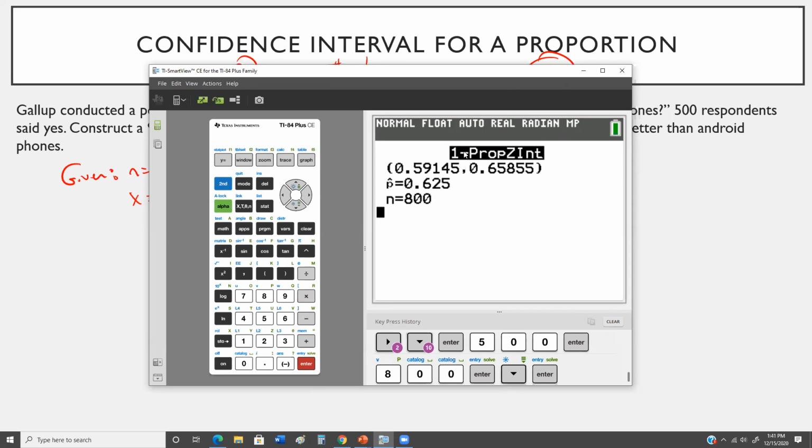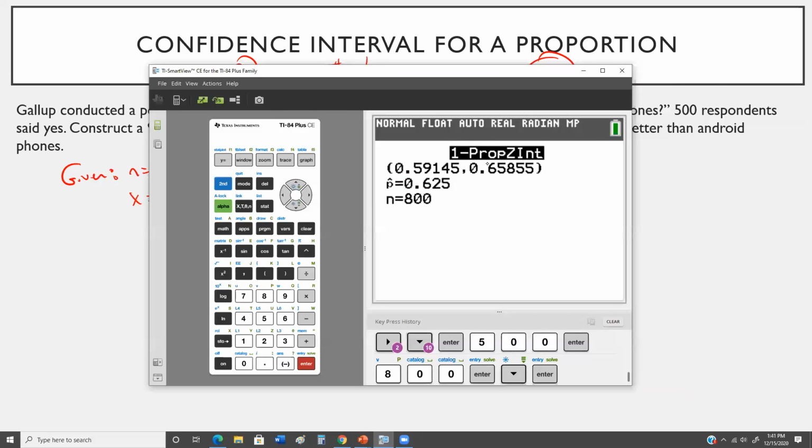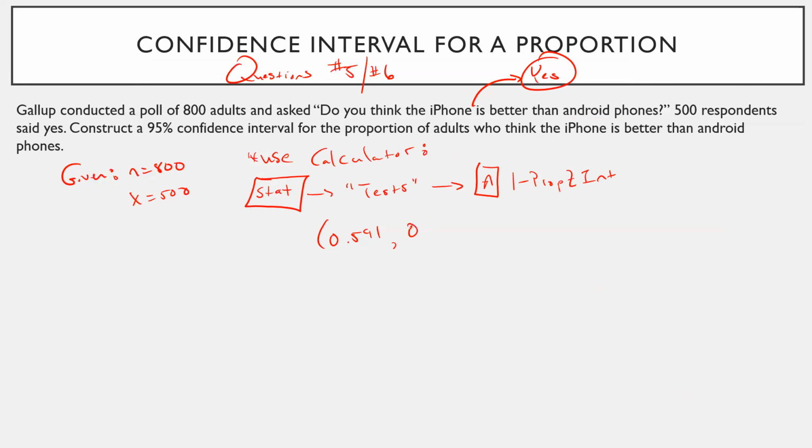Okay, good. All right, so look, you have to pay attention to this, okay? It's going to say round to three decimal places. So it's 0.591 for the lower bound. And the upper bound is 0.659 when I round it, 0.659. So this is my lower bound, and this is my upper bound.